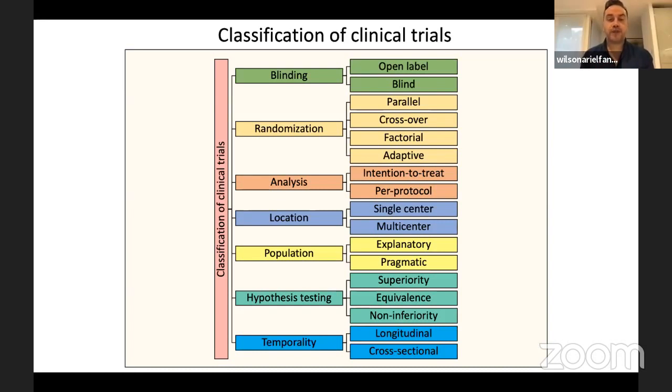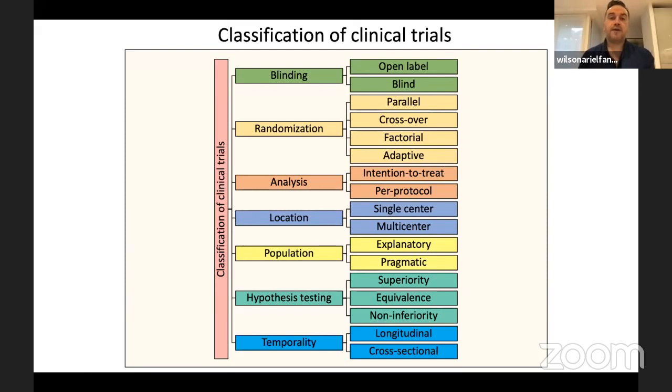So the reason I was asking is because I brought this slide, which might be helpful for you. In my perspective, these are the main ways to classify the clinical trials. I mean, in terms of the blinding, in terms of the randomization, in terms of the analysis, location, the population, the hypothesis testing, and the temporality of the study.